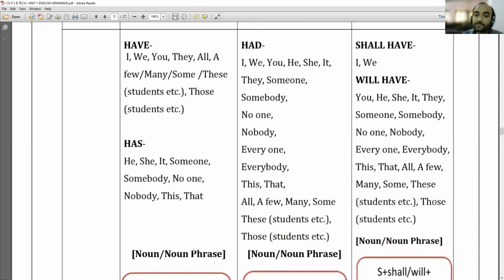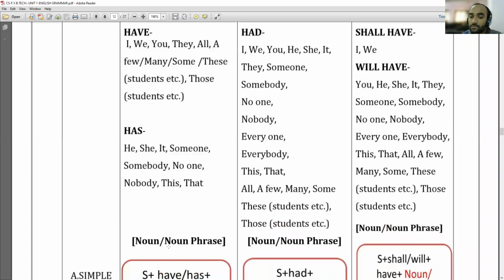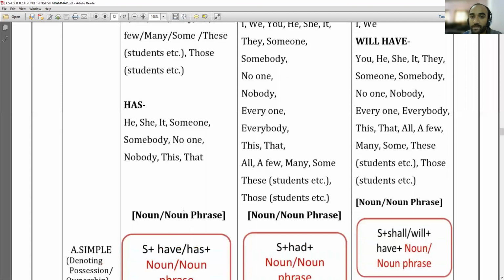Then, talking about had, we have seen that had is used for showing the possession or ownership in the past tense. Okay, for showing the ownership or possession in the past tense we use had. And had is used for all the subjects.